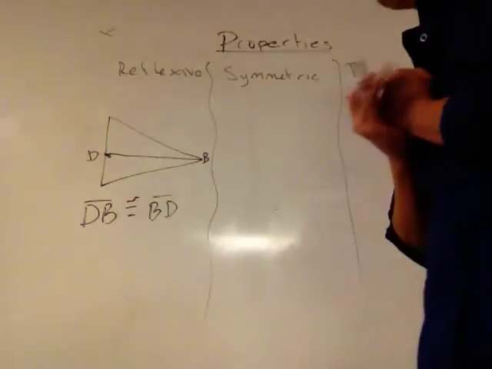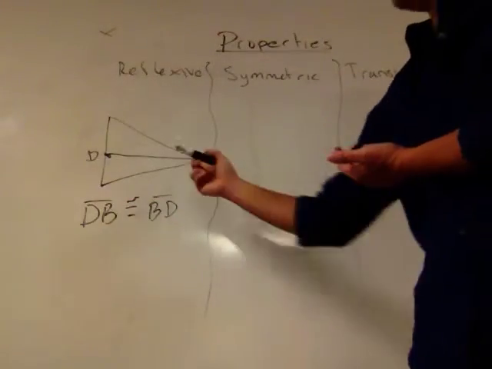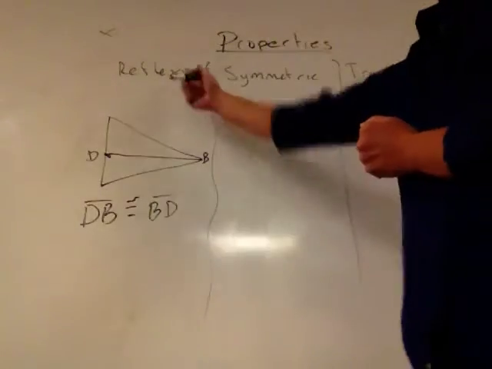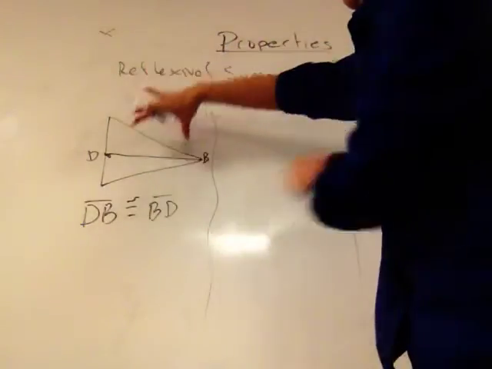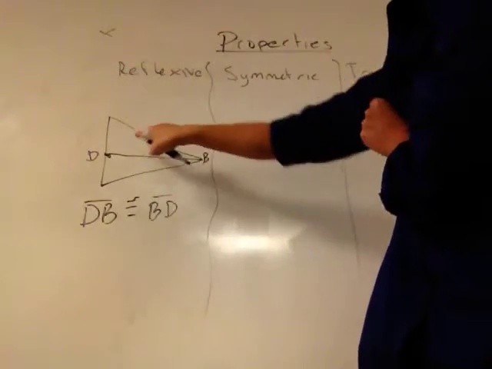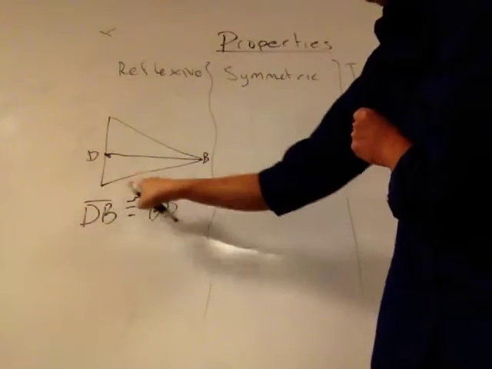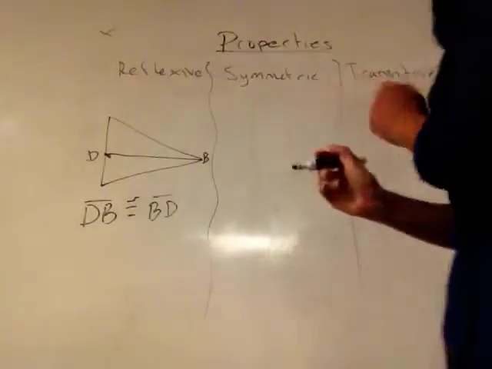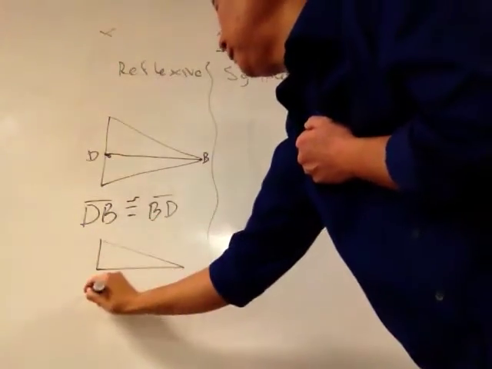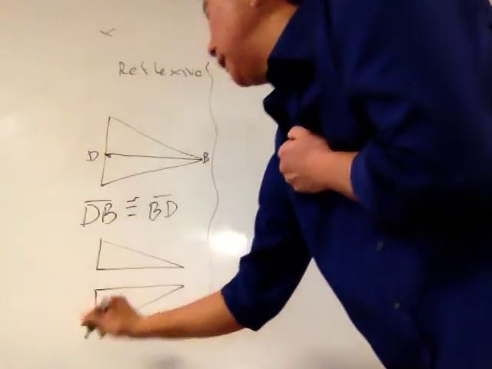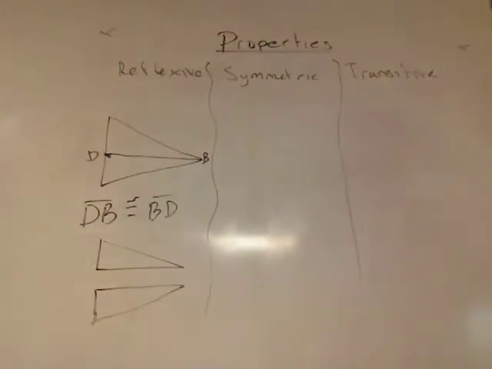But if you think about it a little bit, yeah, that's obvious. They share the same side, and that's all the reflexive property is saying. If I were to split these up, since they originally shared the same side, the DB for this triangle is the same as the DB for this triangle if I chose to split them apart like this. So I can make the comment that these two are the same length.